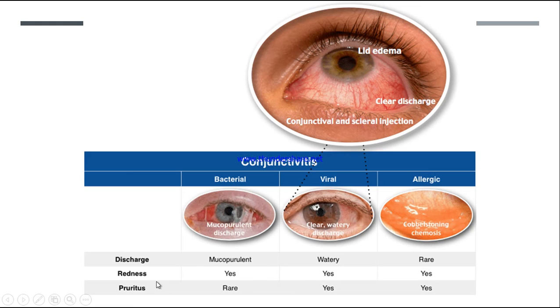Next, redness. In bacterial conjunctivitis, there will be redness. In viral conjunctivitis, there will be redness, and in allergic conjunctivitis also there will be redness. Pruritus, that is itching. So in bacterial conjunctivitis, pruritus is very rare. Viral and allergic will be present. So these are the differentiations between the allergic, bacterial and viral conjunctivitis.